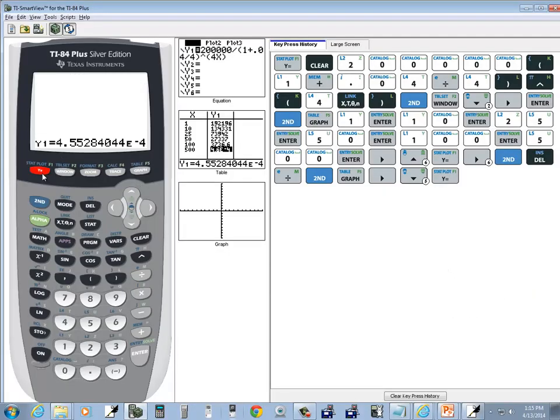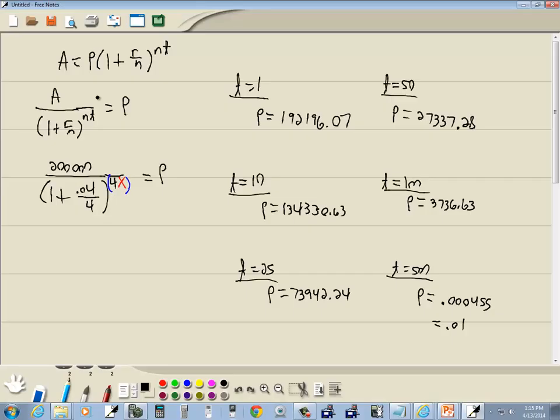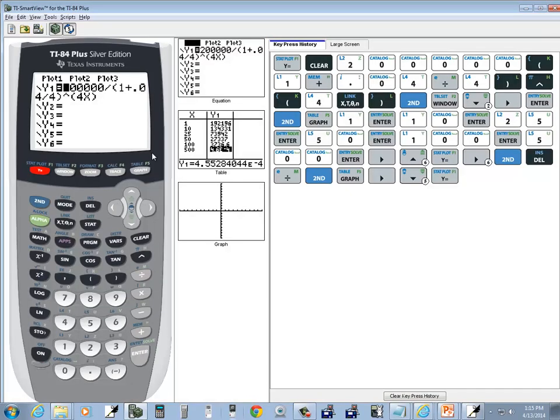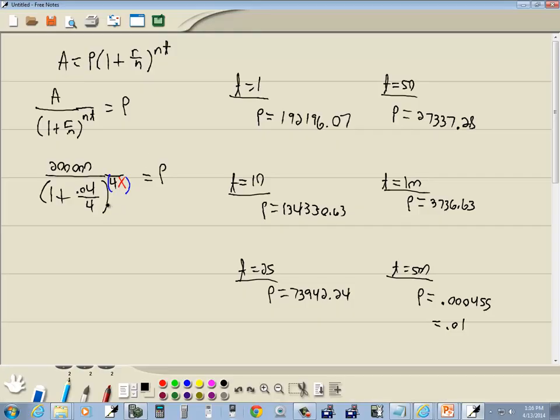Now let me double check my entry here, since I screwed it up the first time. 200,000 divided by 1 plus 0.04 divided by 4, caret, to the 4x power. Okay, that looks right. So those are our answers.